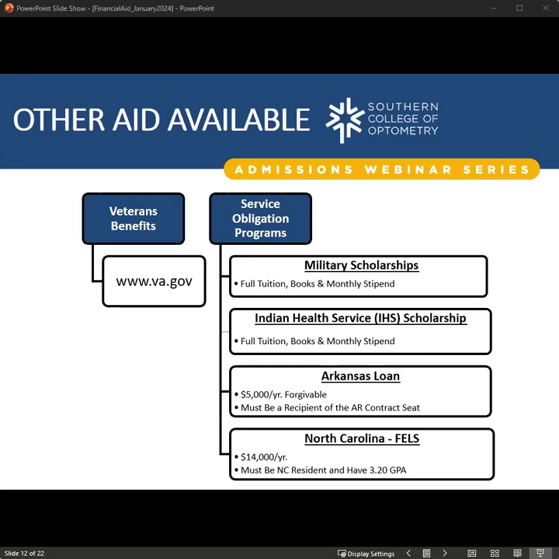There's the Arkansas loan. That's $5,000 a year forgivable. And you must be a recipient of an Arkansas contract seat. And the same with North Carolina. That's the loan forgiveness program. It's $14,000 per year. You must be a North Carolina resident and have a minimum 3.220 GPA. Next slide, please.